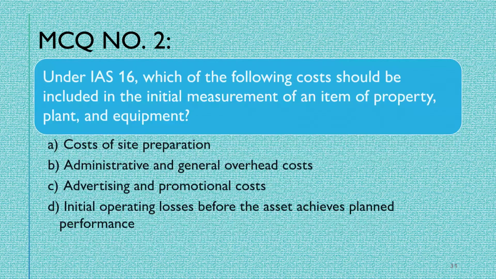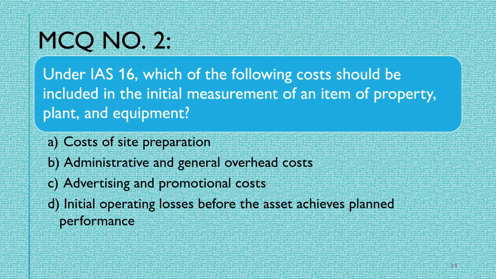Question number 2. Under IAS 16, which of the following costs should be included in the initial measurement of an item of property, plant, and equipment, PPE? A. Cost of site preparation. B. Administrative and general overhead costs.